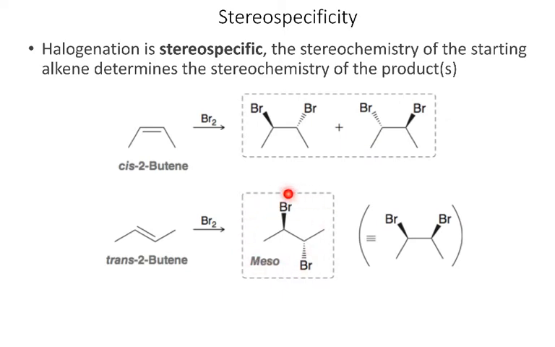This is what we would predict for the addition of the bromine. But we can rotate around this single bond, and when we write the molecule this way, we have a plane of symmetry. So this molecule is meso, and it is not chiral. It does not have an enantiomer.